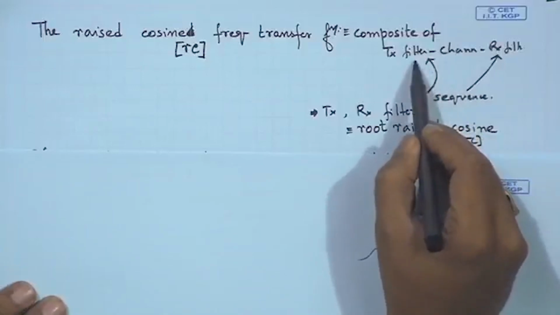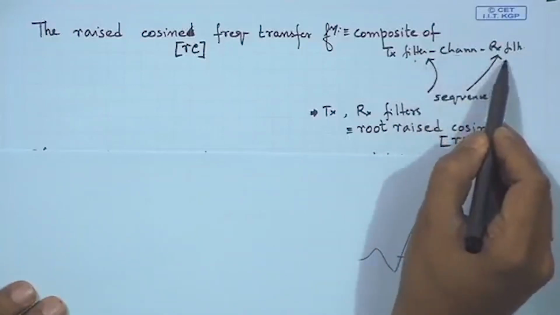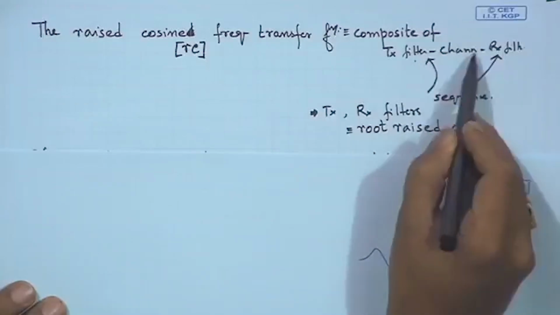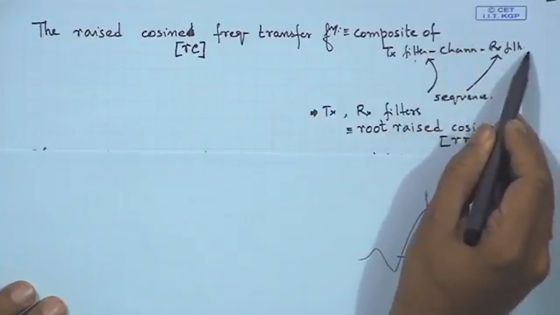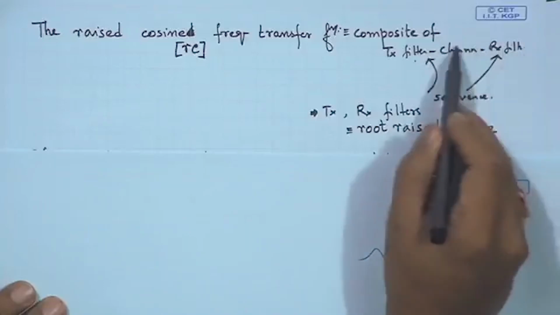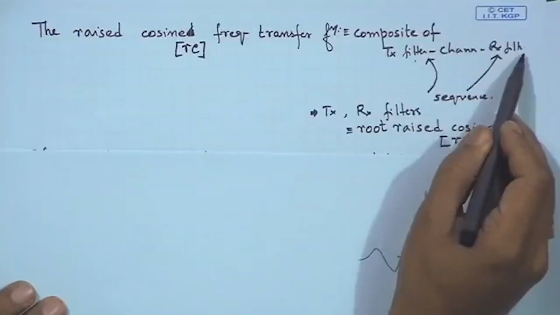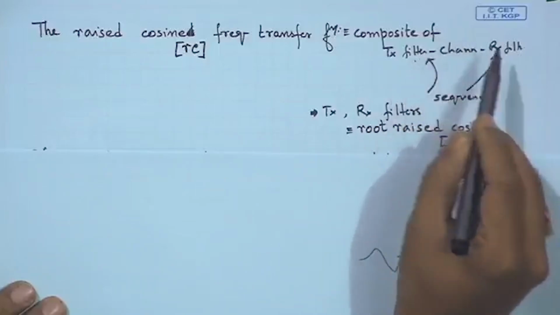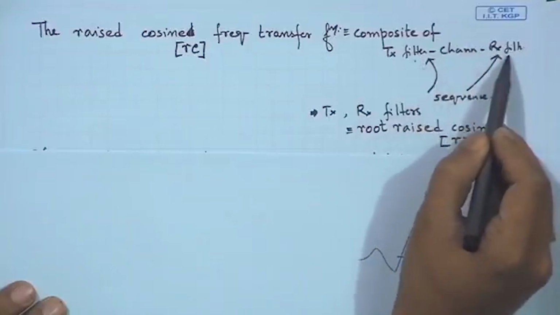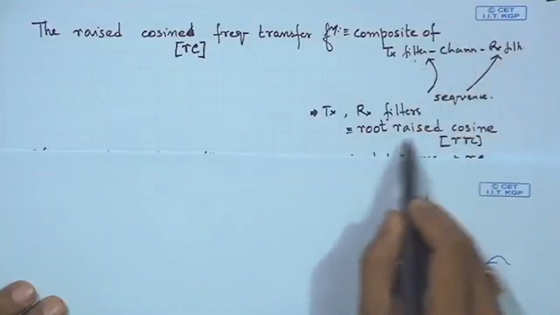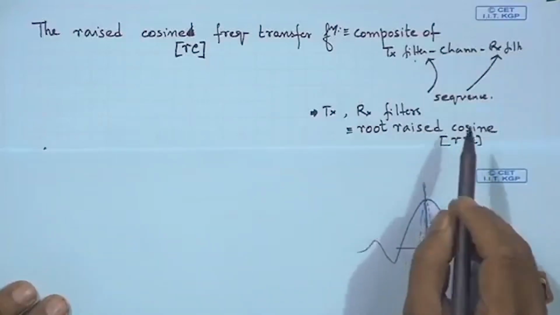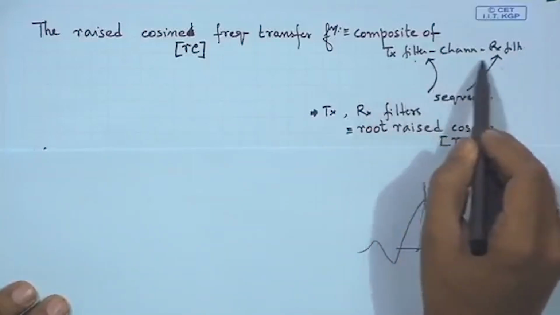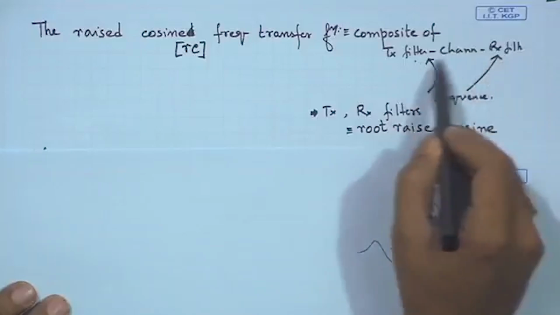So, in those cases, the transmit and receive filters together should give the raised cosine. Of course, we will see there is an equalizer present here as well, which should give an ideal transfer function. So, under those conditions, if the raised cosine has to be split between the transmitter and the receiver, you get a root raised cosine, because the filters are cascaded in sequence.